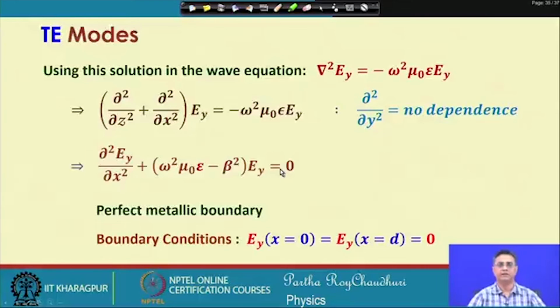And now, we will apply the perfect metallic boundary condition by saying that this problem is a one dimensional rigid wall quantum mechanical problem, that is, the fields will be 0 exactly at the boundaries, because they are metal boundaries.